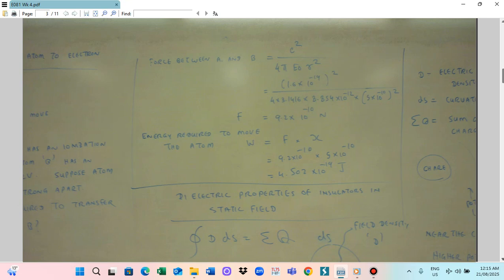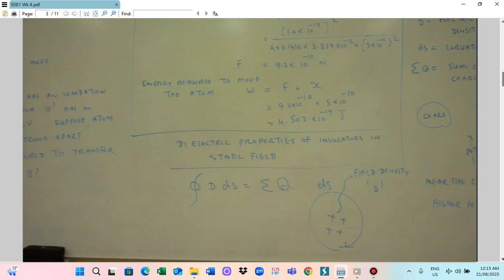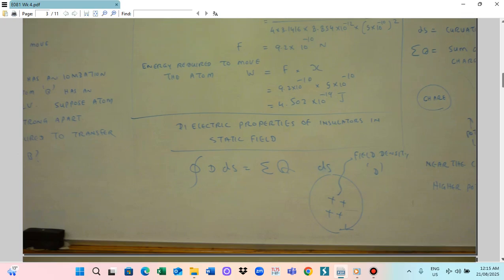And the next topic is the dielectric properties of the insulator in a static field. So we put the insulator in a static electric field, and the dielectric properties can appear. So this equation can be calculated.